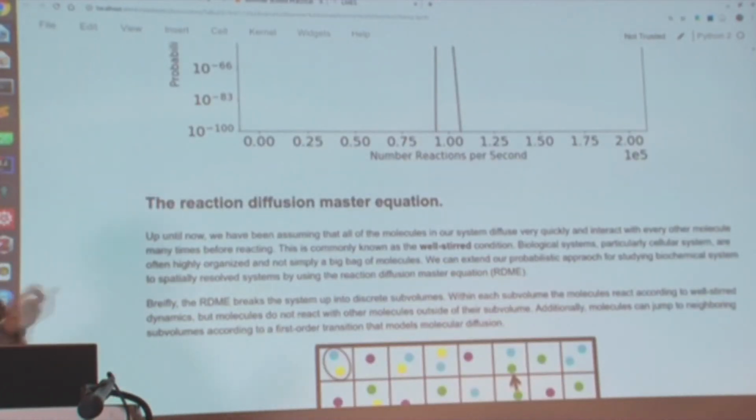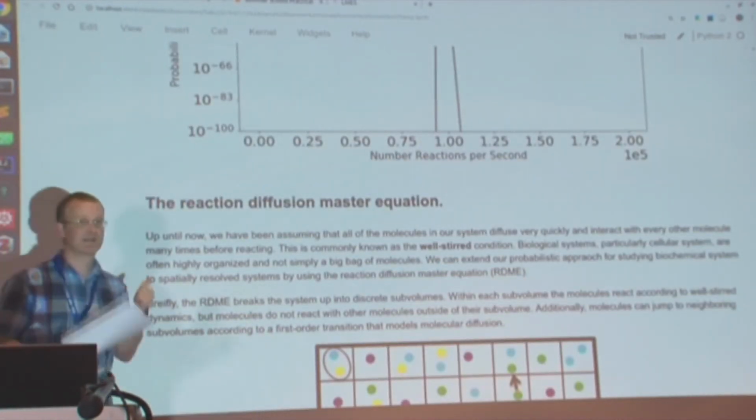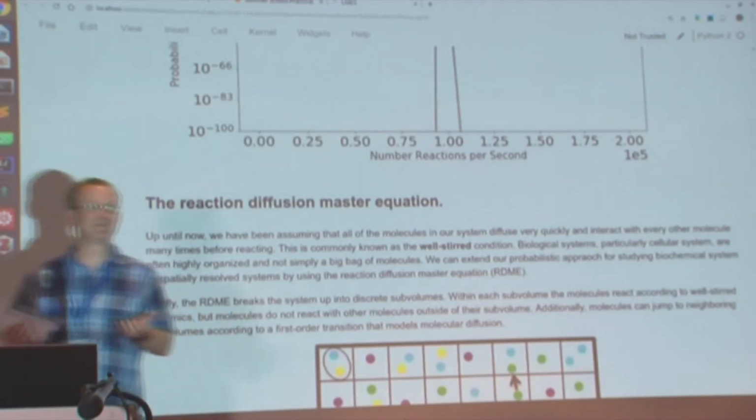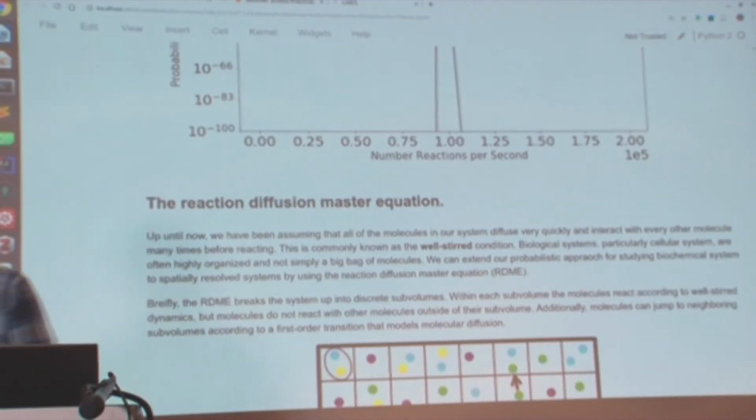All right, so does anyone have any questions about this before we get to the simulation part? How about questions about Jupyter Notebook? How about questions about anything? No?